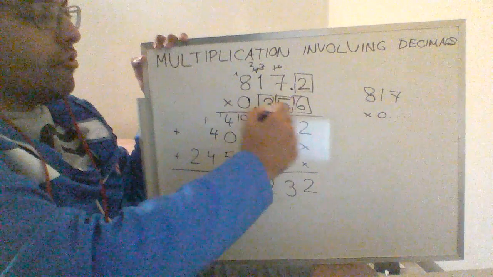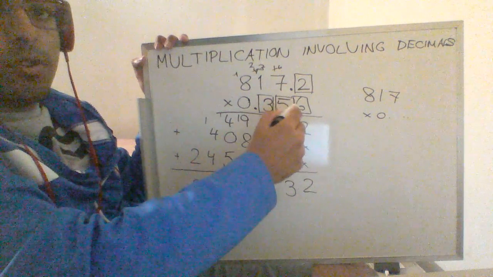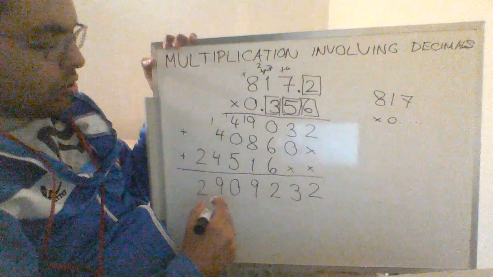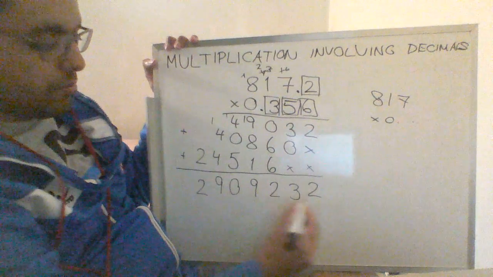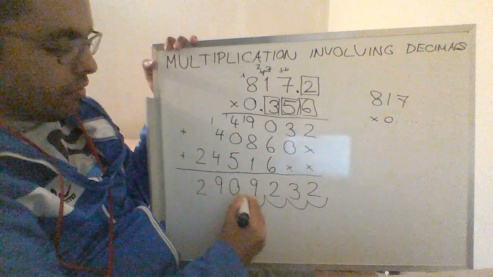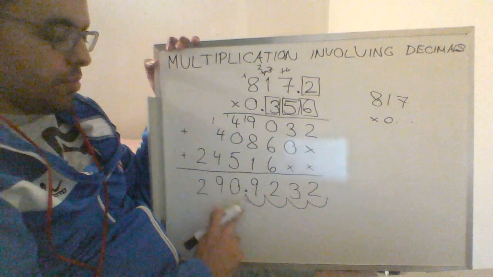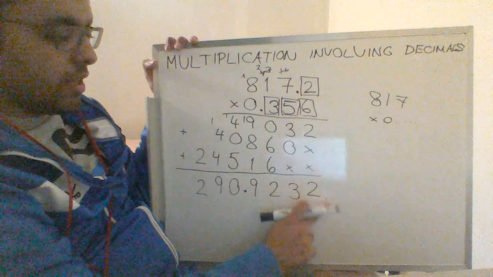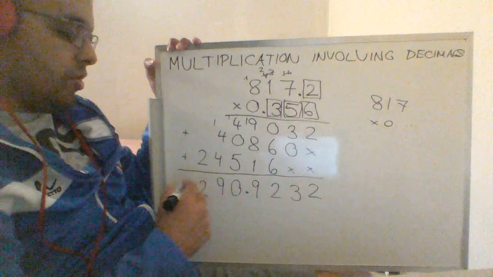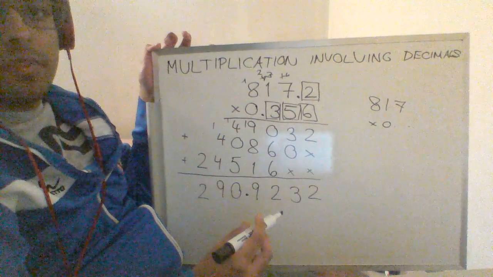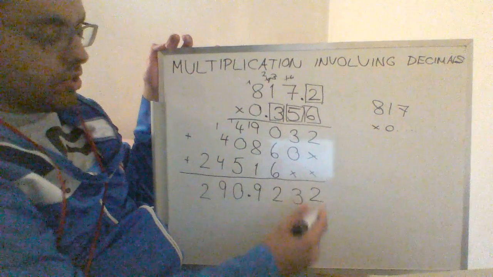So we've got 4 digits after the decimal point in total with those two factors. So down in our answer, we should have 4 digits after the decimal point. So from here, we move 1, 2, 3, 4, and we put our decimal point right there. So we can get rid of that. And basically what that gives us is an answer of 290.9232. And that's where it would stop.